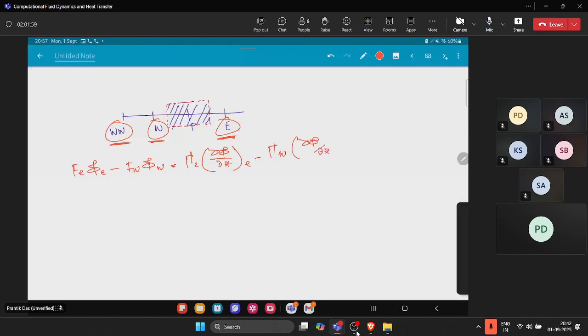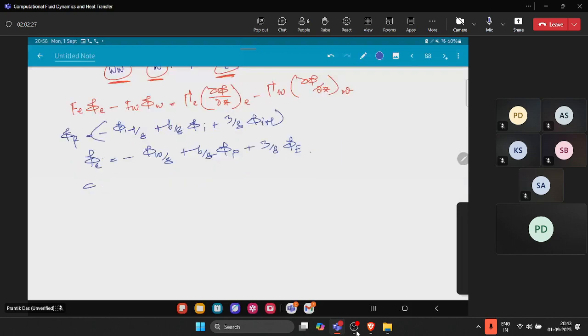So then phi e is basically minus phi W by 8 plus 6 by 8 phi P plus 3 by 8 phi E. Similarly, phi of small w is minus phi WW divided by 8 plus 6 by 8 phi W plus 3 by 8 phi P. So d phi dx at east is equal to phi e minus phi P divided by delta x.